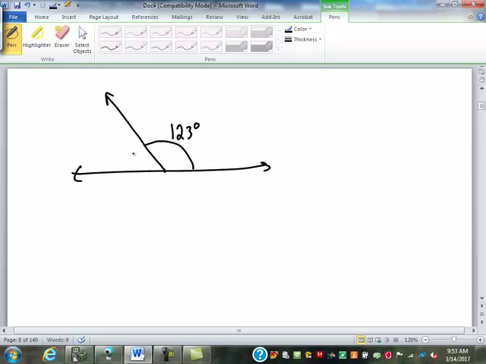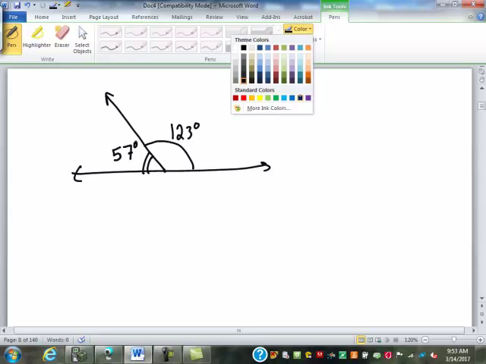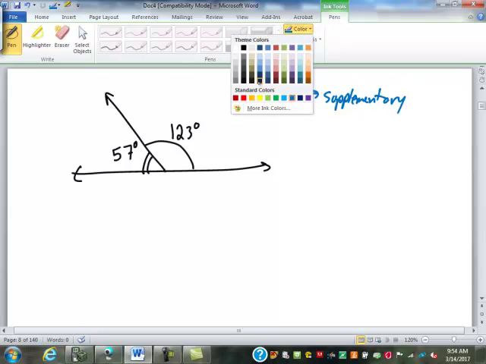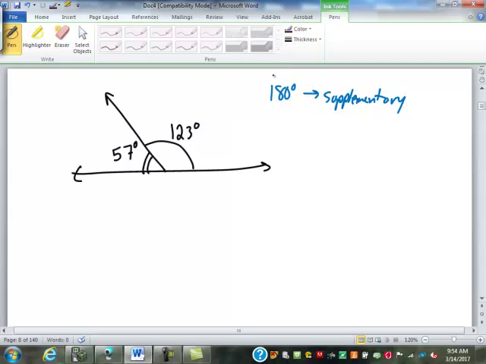If that angle is 123 degrees, what's this angle have to be? Why 57? If they add up to 180 degrees, they are called supplementary. So supplementary angles add up to 180.